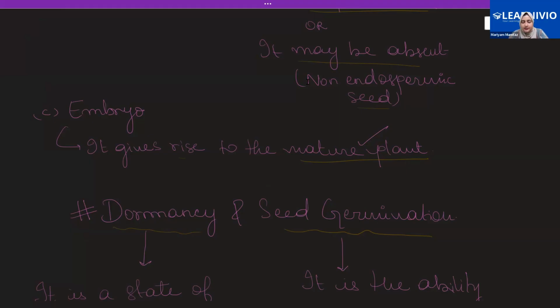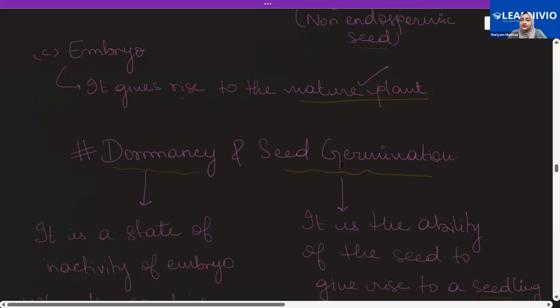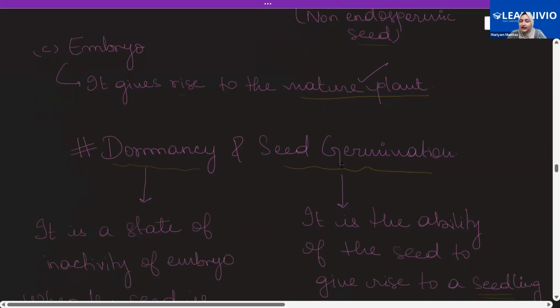Now, dormancy is the property of the seed wherein it will not germinate if favorable conditions are not present. If there's not enough moisture, if there's not the right temperature, the seed won't germinate. And that is what we call dormancy. And the ability of the seed to give rise to the new plant or a seedling, that is seed germination.